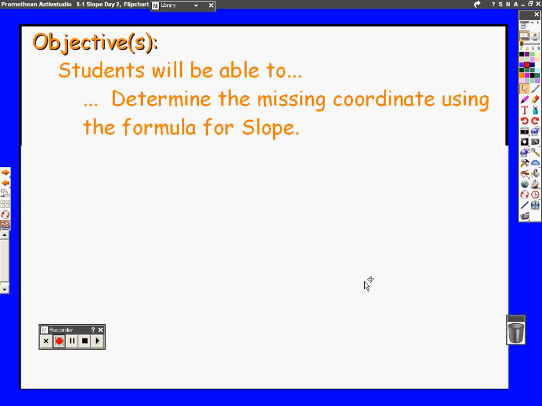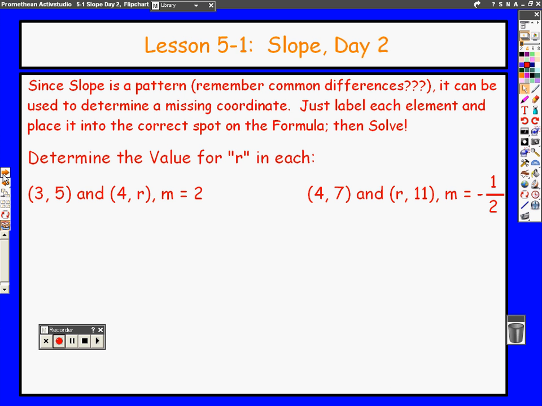Okay, we're going to do a quick review of determining a missing coordinate using the formula for slope. Since slope is a pattern, remember the common differences that we talked about in Unit 2. It can be used to determine missing coordinates. You just label each element and place it into the correct spot on the formula and then solve.